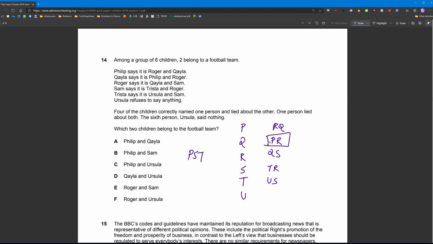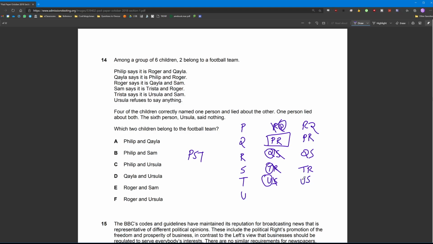So if PR was a lie, then we know that Q would be on the team, and if Q is on the team, then S is a lie, and that means U is also on the team. So knowing that Q is on the team, and U is on the team, and R is not on the team, we are also told that T is on the team, so we know that's not true. We get another contradiction.